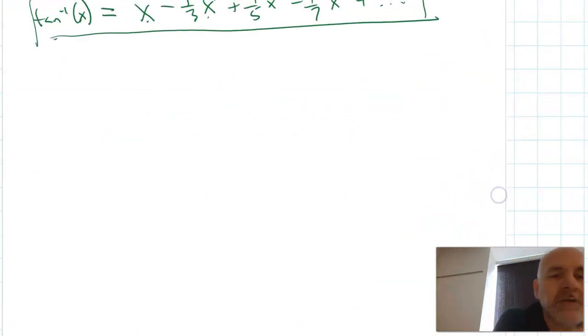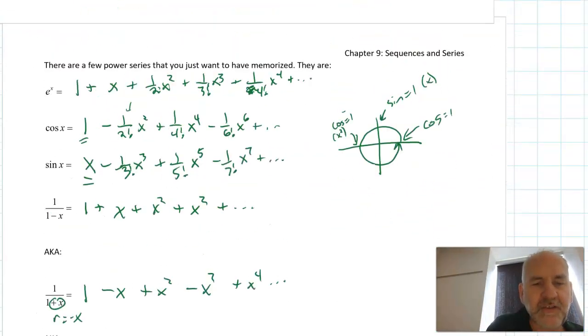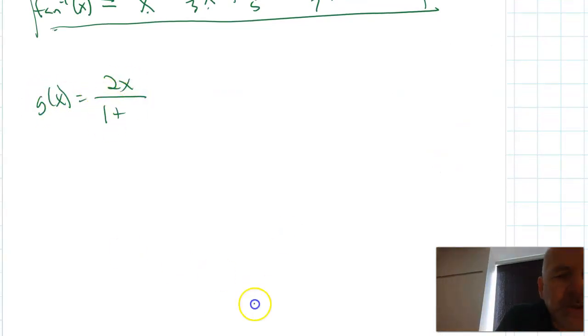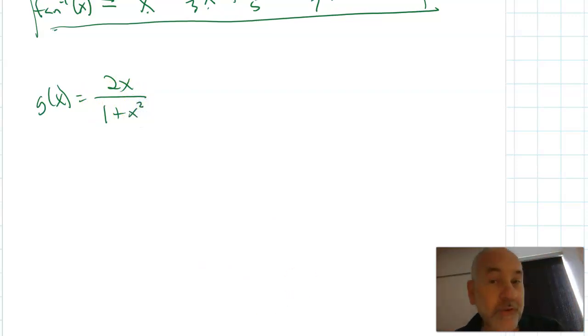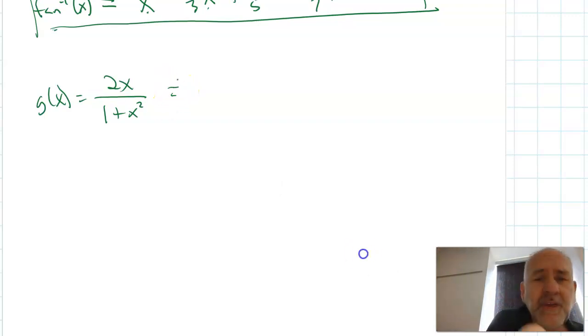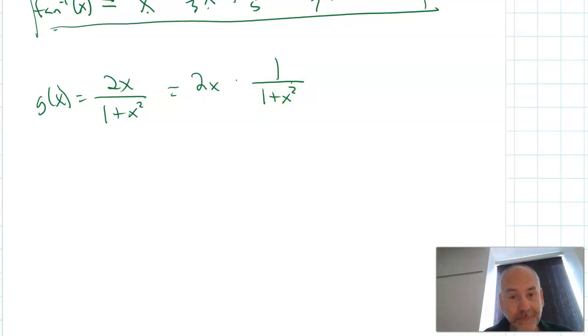So let me get that again. That's g of x equals 2x over 1 plus x squared. And it says find a power series for this one. So we just want a polynomial series that's going to be equivalent to this thing. Okay, well, what I'm going to do is separate this. I'm going to write it as 2x times 1 over 1 plus x squared.